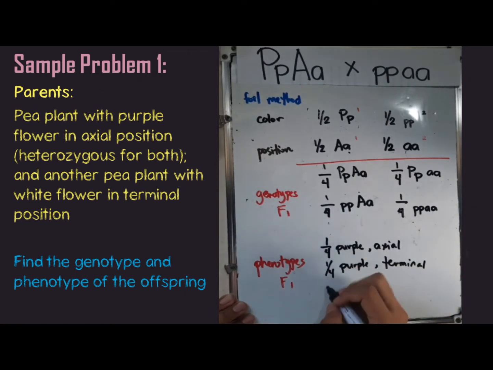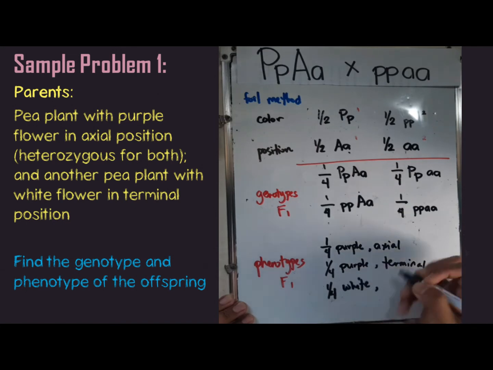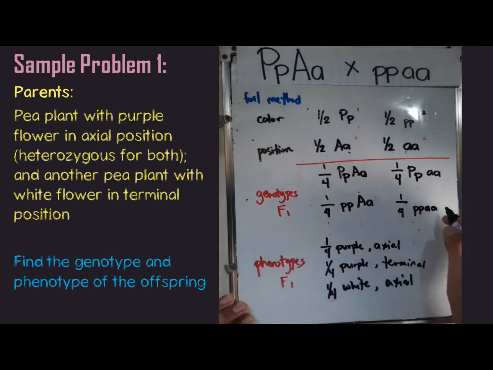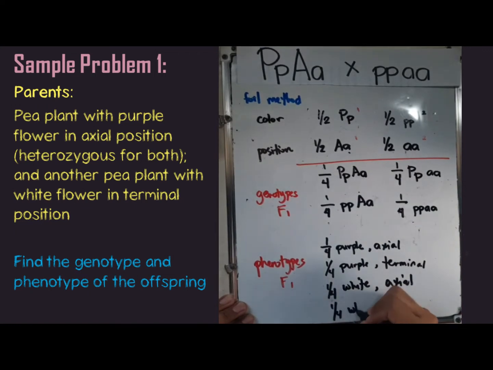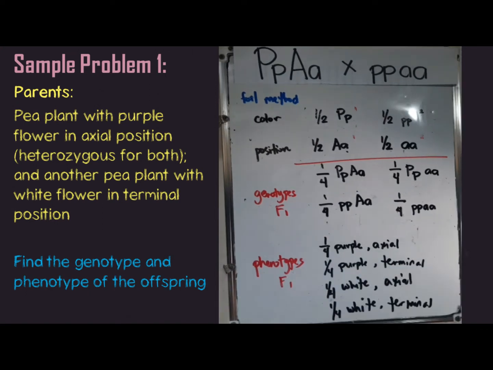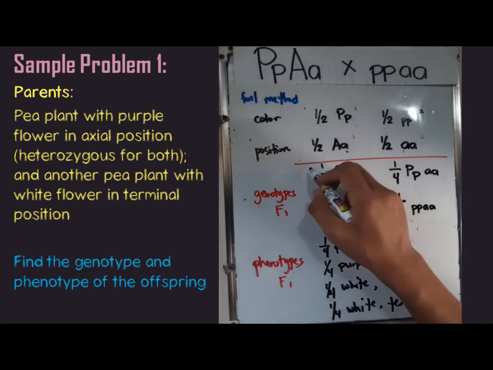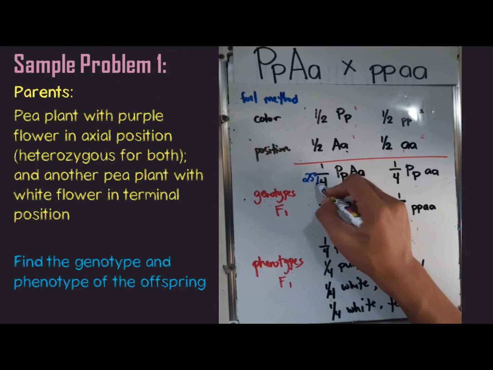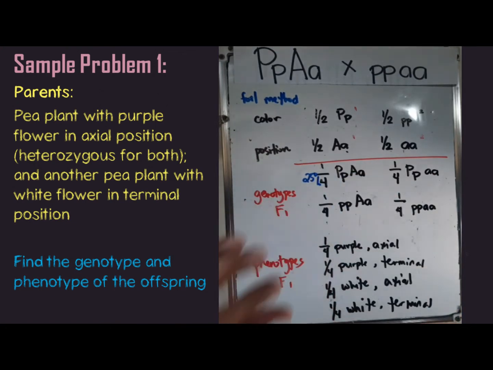Then, for the third, we also have here 1/4, which is now white in axial possession and 1/4 white in terminal possession. And now, if you're going to use percentage and not fraction, 1/4 is also equivalent to 25%. Okay? So we're just going to substitute them with 25% purple axial, 25% purple terminal, 25% white axial, 25% white terminal.